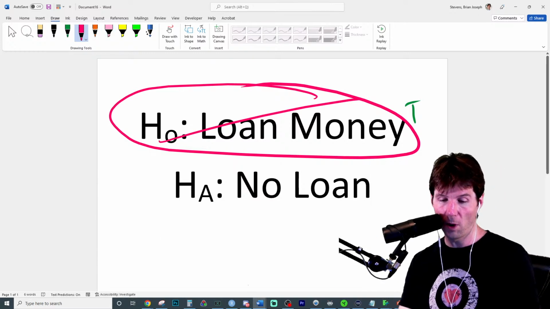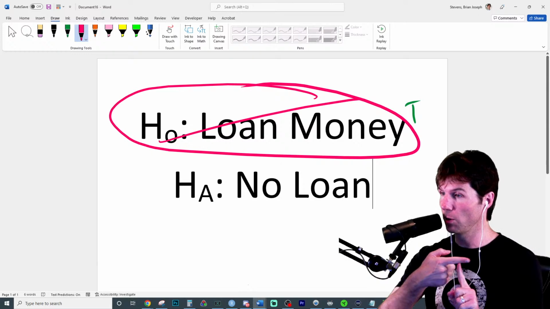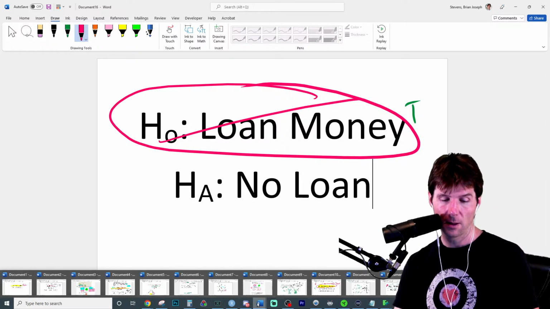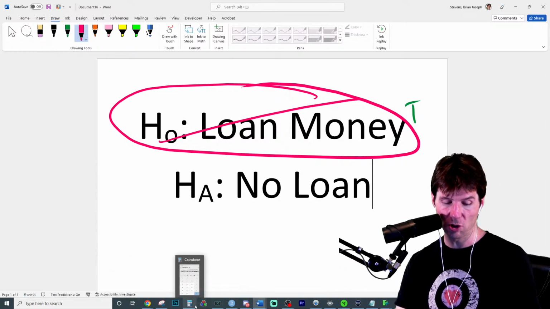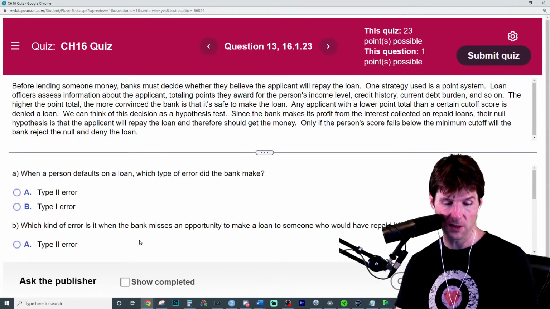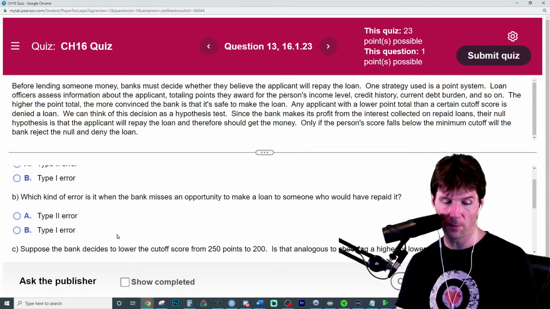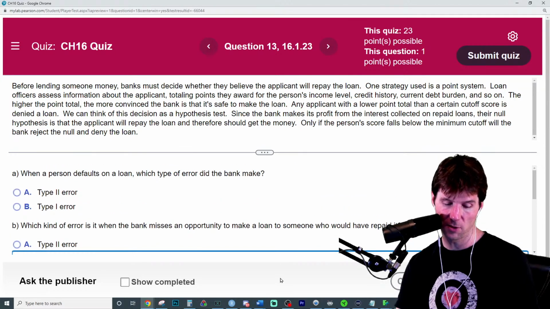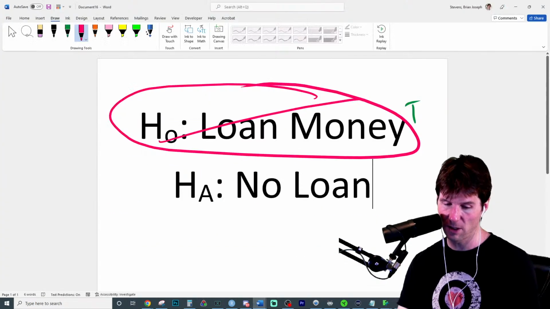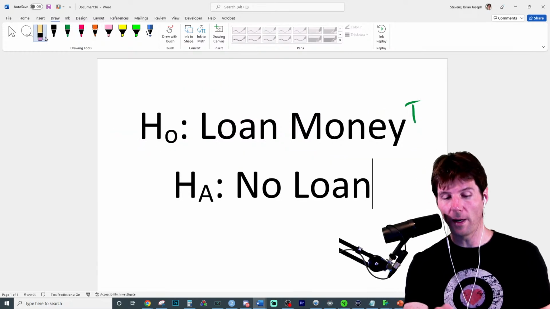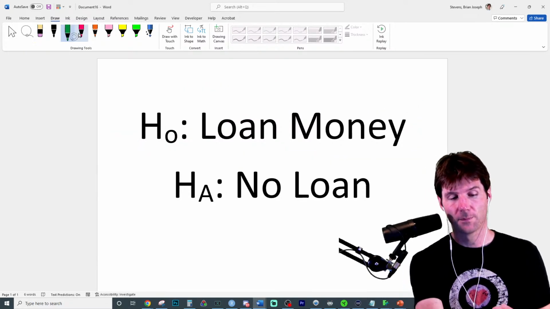So a type 1 error, remember type 1 null is true, is when the bank does not loan someone money they should loan money to, because the null is true, they should loan them money, and the bank says that. So what kind of error is made when the bank misses an opportunity? That's the type 1, and let's do the type 2 over here, because the first one's going to be type 2. In a type 2 error, the null is false.